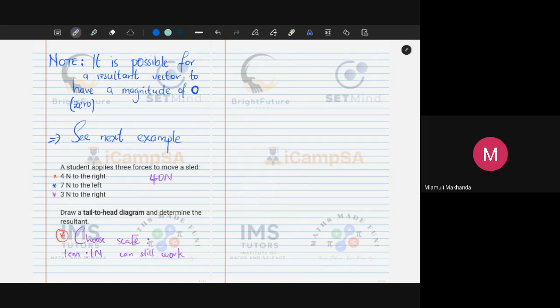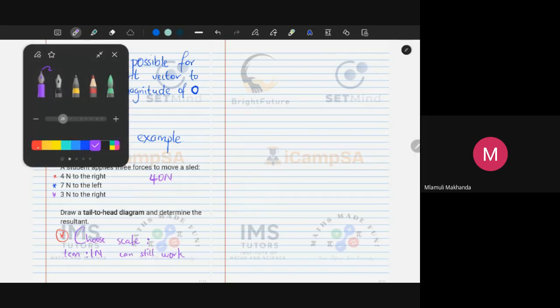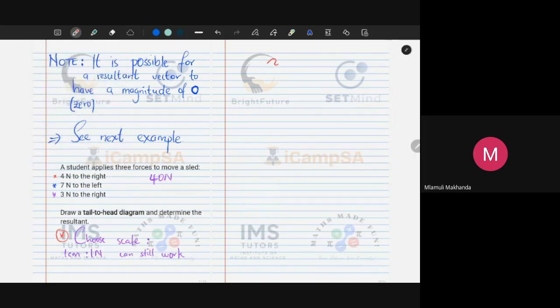So let's throw these vectors. 4 newtons to the right. This means this would have to be 4 centimeters, right? 4 centimeters. My pen is misbehaving now. Okay, better.